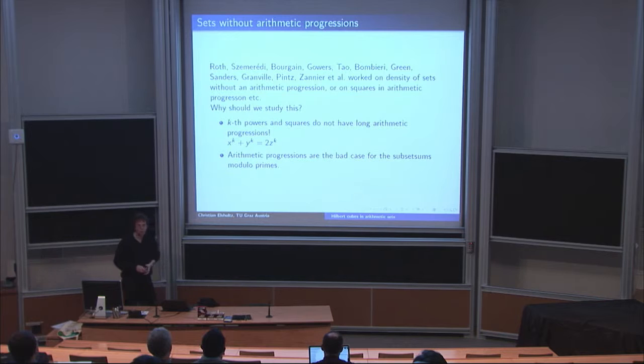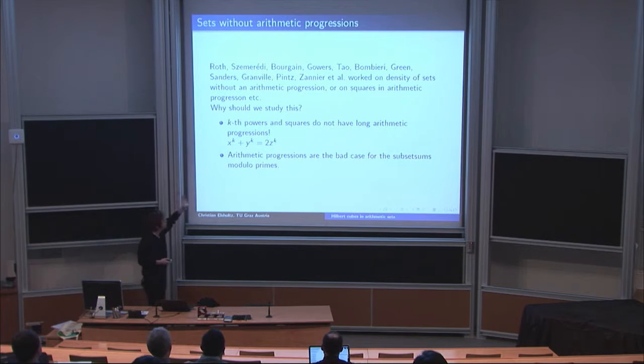So a lot of people have, of course, worked on arithmetic progressions. Szemerédi, Bourgain, Tao, and lots of people have worked on this. Also, squares and arithmetic progressions, there's some work. Also, if you study kth powers, there are not even three progressions in the kth powers if k is at least three, so there's no non-trivial solution to x to the k plus y to the k equals 2 times z to the k. This is essentially as deep as Fermat's theorem, just with the coefficient 2.